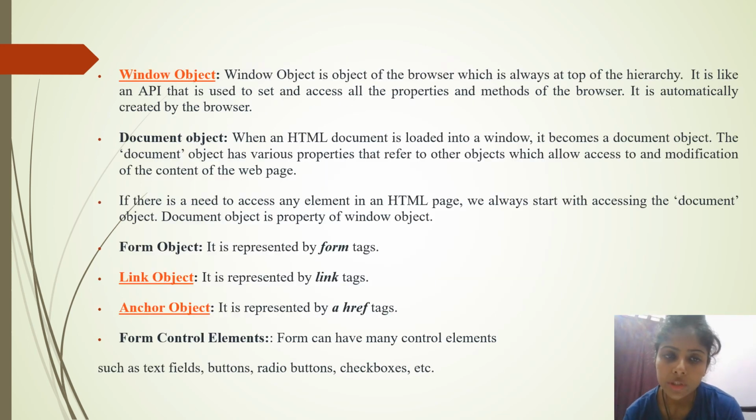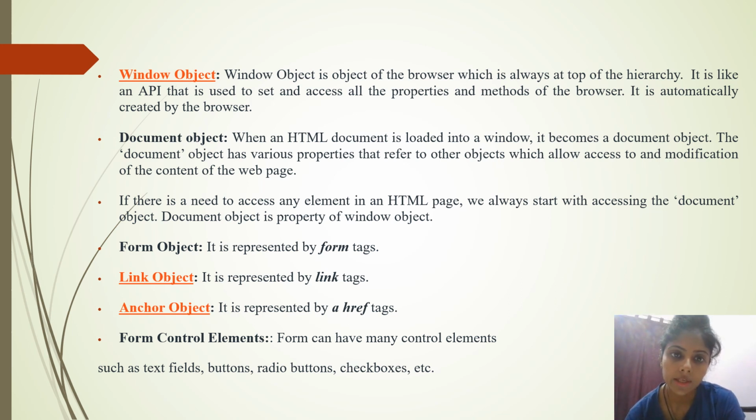So the window object, what is the window object? The window object is an object of the browser which is always at the top of the hierarchy. It is like an API that is used to set and access all the properties and methods of the browser. It is automatically created by the browser. Okay, remember, it is always automatically created by the browser.